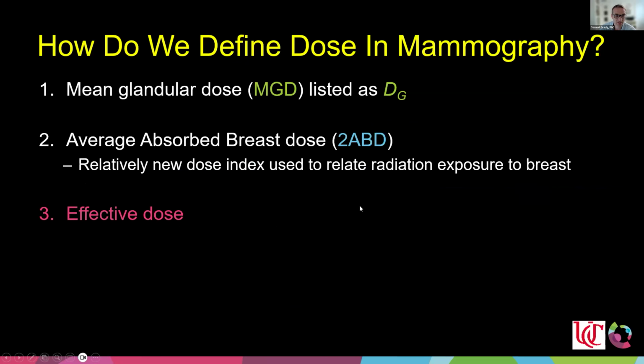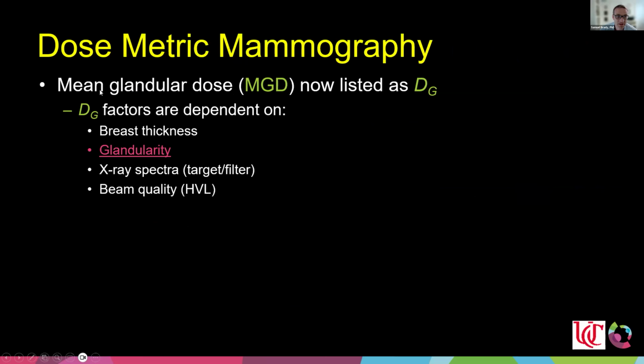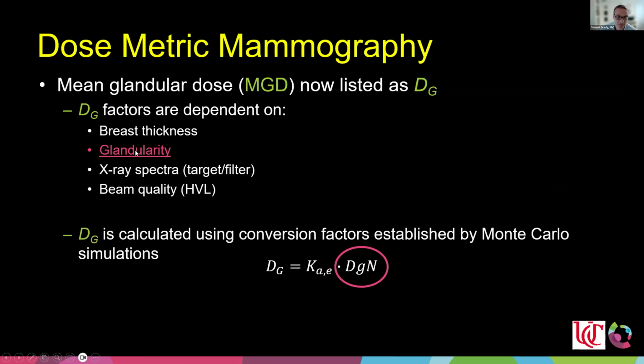So the next thing I'd like to talk a little bit about is how we calculate the dose. In X-ray-based mammography, there are 3 ways to estimate radiation dose. The most common is mean glandular dose, MGD, or D sub G. The problem with this is you need to understand or estimate how much glandularity is in the breast from the image. And that is not very easy to do.